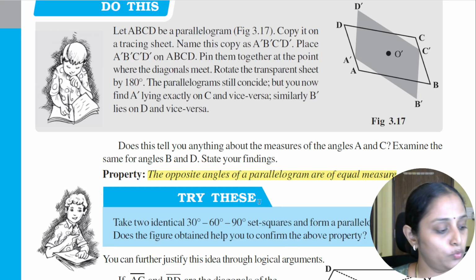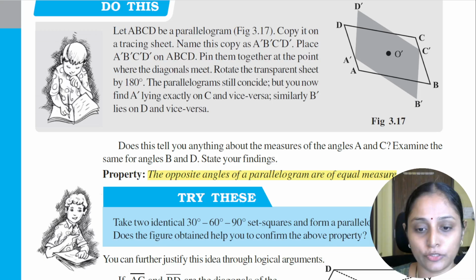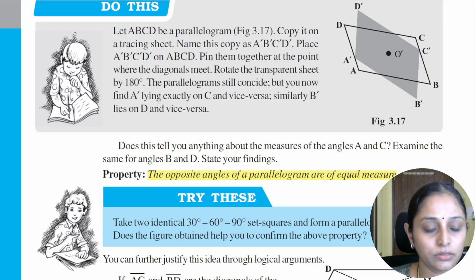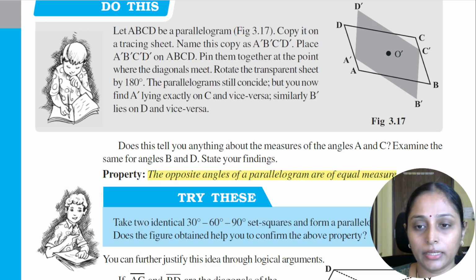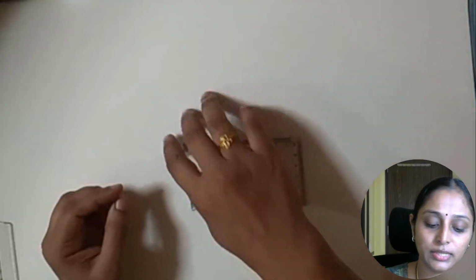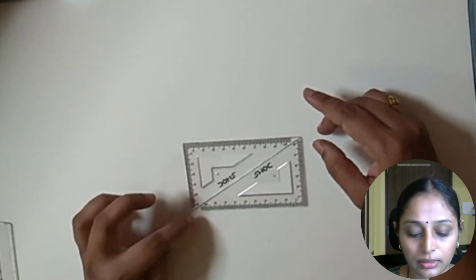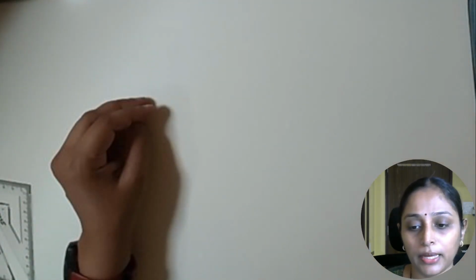Now again they have used the set squares in order to see that this is true for the case of set squares. So I'll show you that. Take two identical set squares from the parallelogram as before. Does the figure obtained help you confirm that? We've already seen it. So this is my parallelogram, which is in fact a rectangle, and here you know that these two opposite angles are 90 degrees, these two are also 90 degrees, 30 plus 60, 90, 30 plus 60, 90. Therefore, for this specific case it is also true that opposite angles are equal in a parallelogram, right?